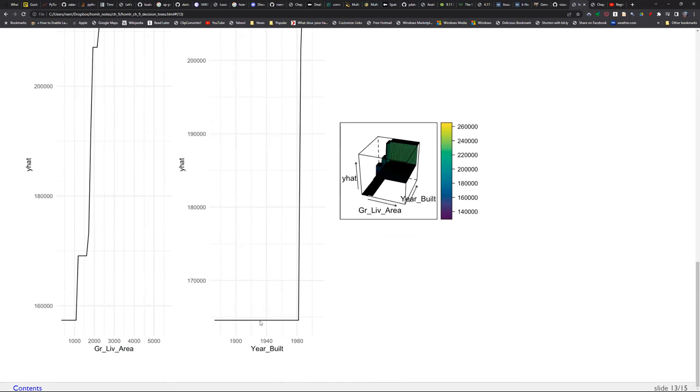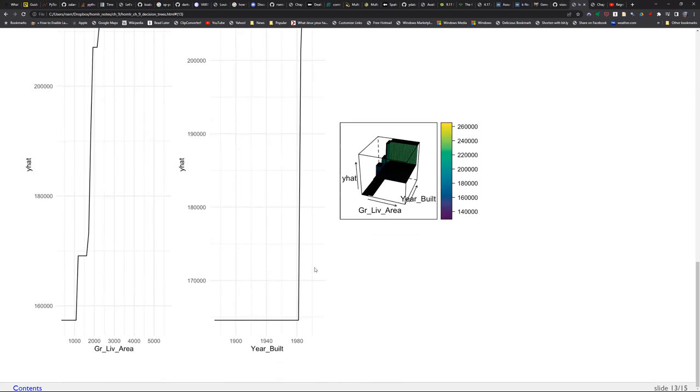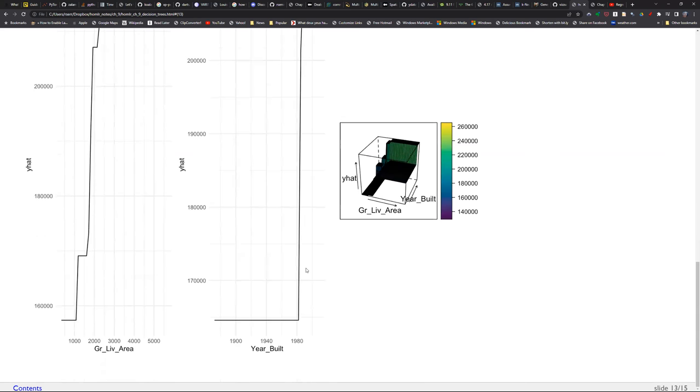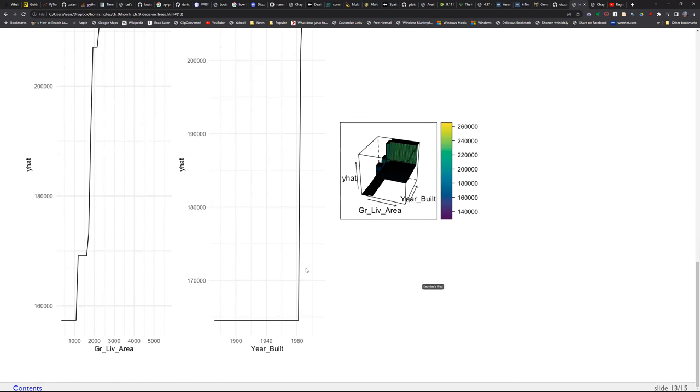One in 1980, and it gives you this number, and then one a little bit more than 1980, and it gives you a totally different prediction. So here you can visualize more or less how the predictor is being handled by that particular decision tree. And then you have a 3D plot of the gross living area and year built, and how the combination of them is giving you the Y hat.